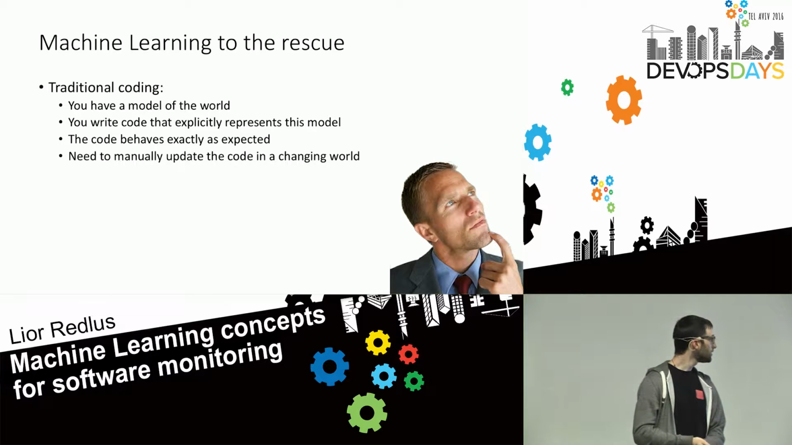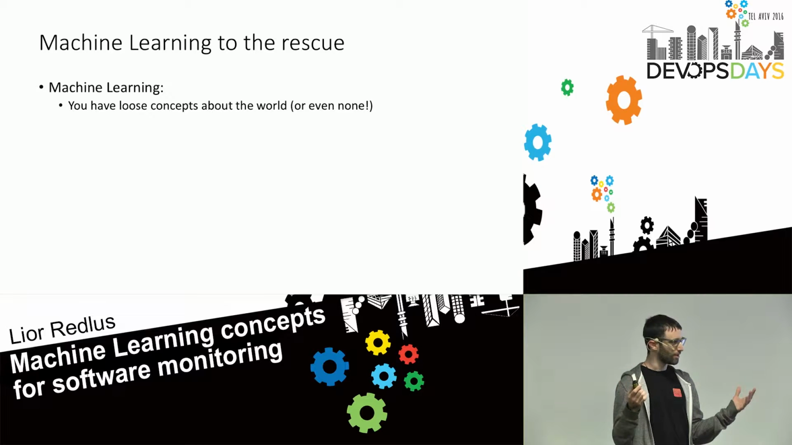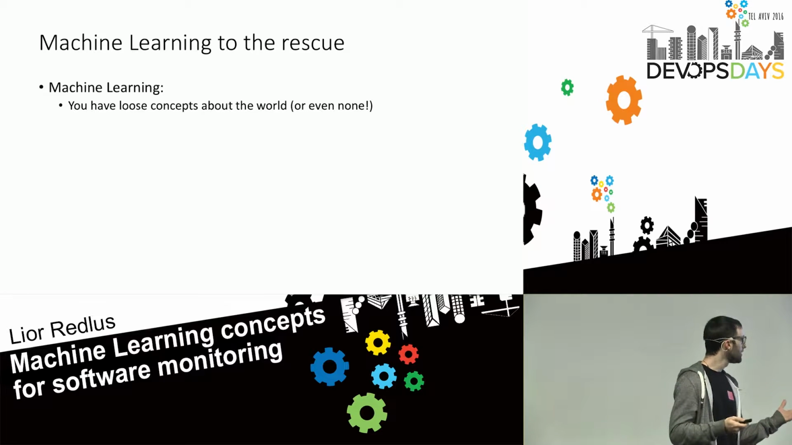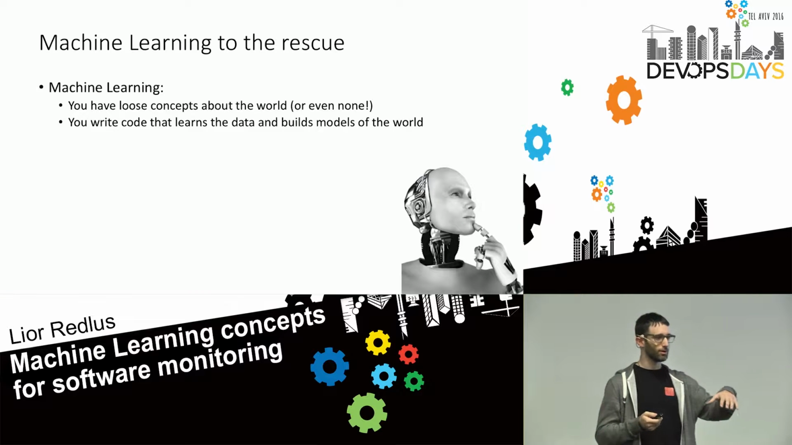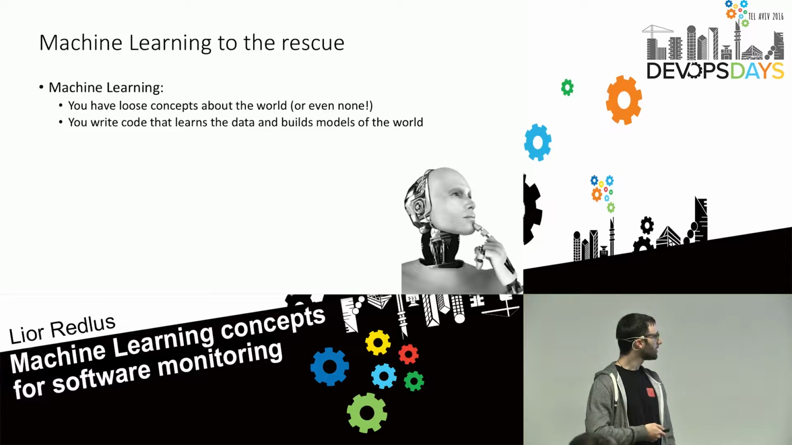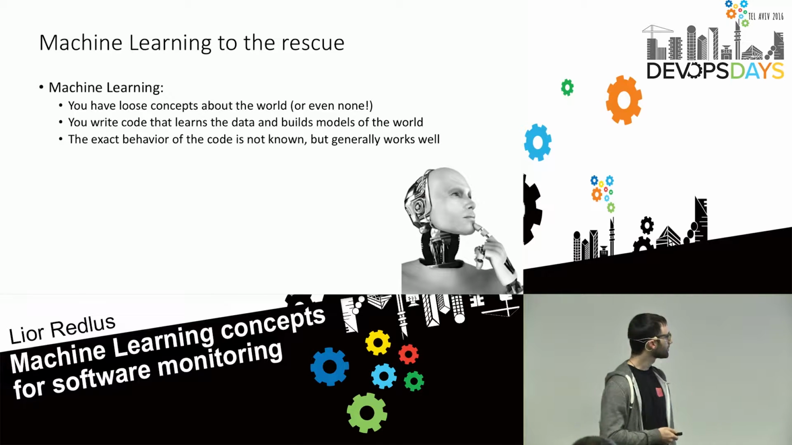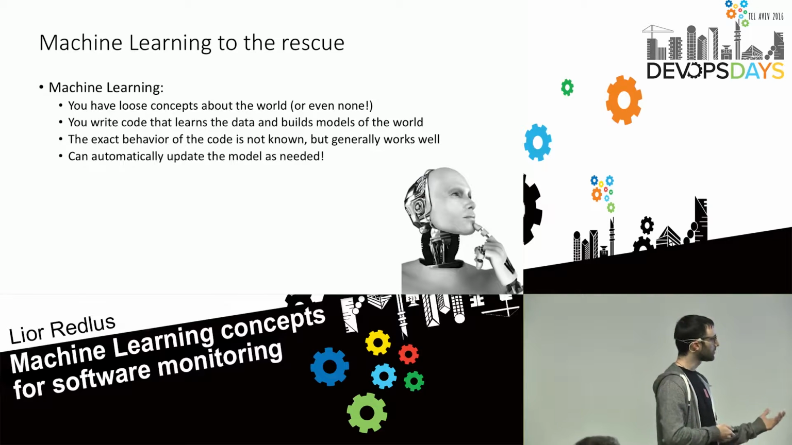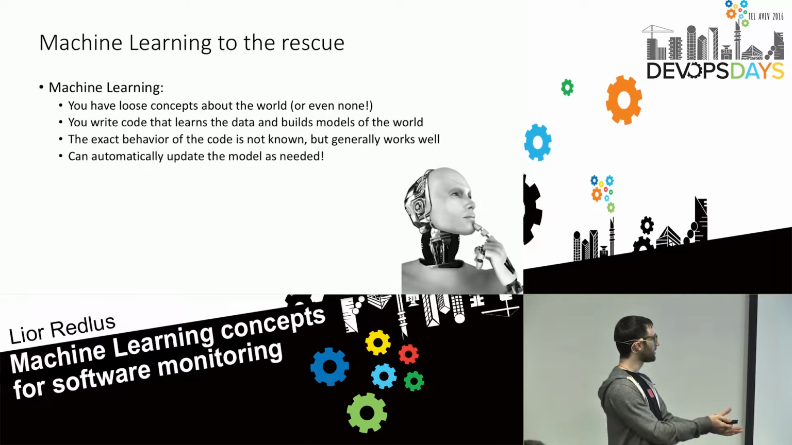The concept of machine learning is that you have loose concepts of what the world behaves like. And what you do is write code that can automatically learn a model of that world and then behave accordingly. The exact behavior of the code is not always known, but the general results are pretty good. And it can also be updated automatically, as the model knows how to build the representation of the world by itself.